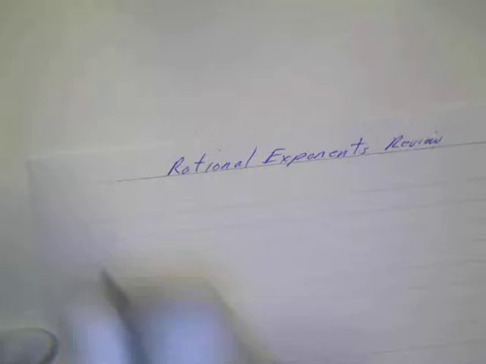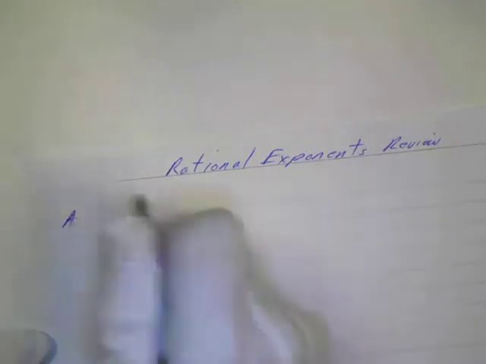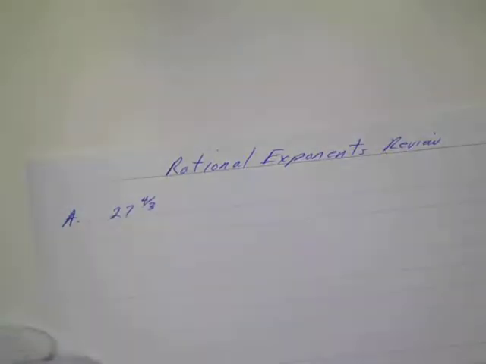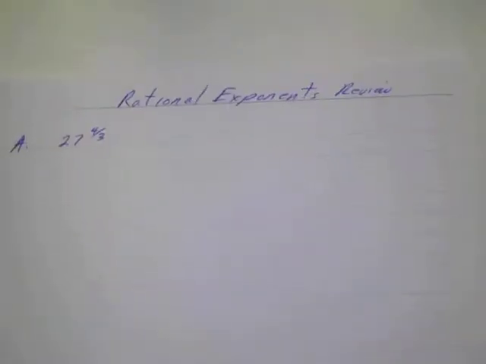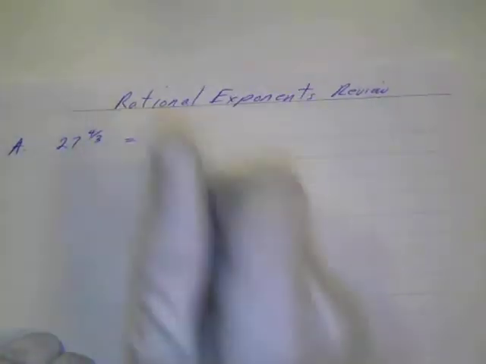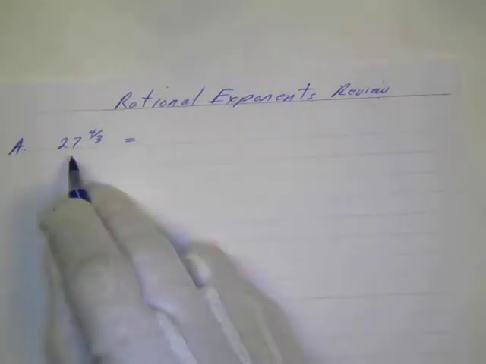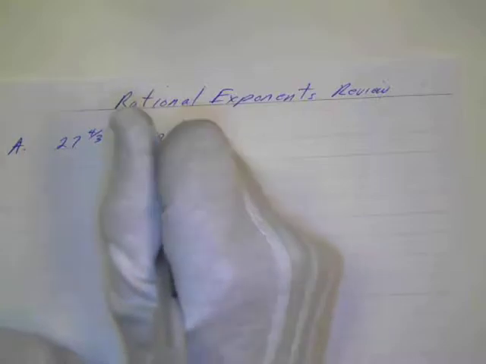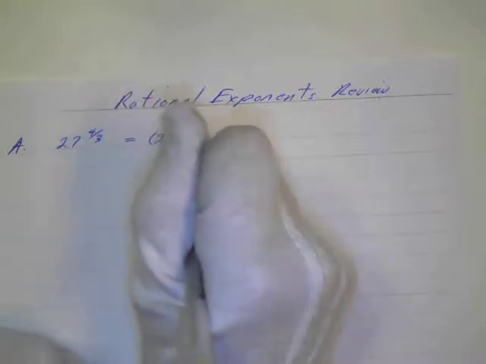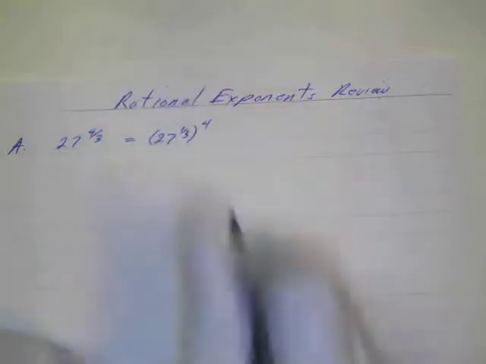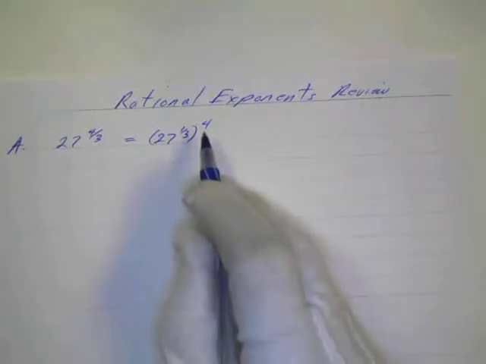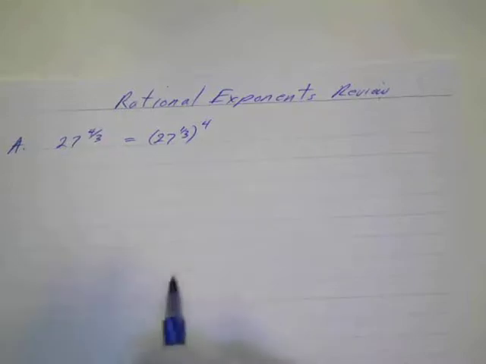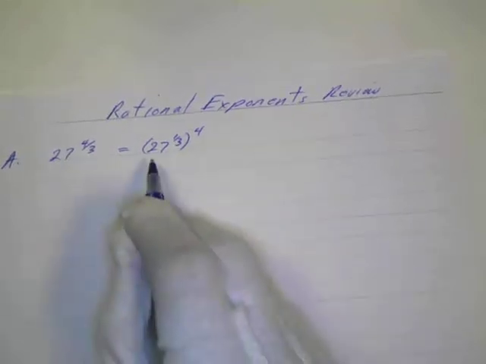So here's letter A, and that was 27 to the 4/3. Okay, so what I'm going to do is write this. Remember, we want to make the number smaller first before we make it larger because it's a lot easier to deal with. So I'll rewrite this as 27 to the 1/3 power and then to the 4th. Now remember, the rules of exponents say when we're raising powers, we multiply. So 4 times 1/3 is 4/3, so that's all right. But this allows me to take the cube root of 27 first.